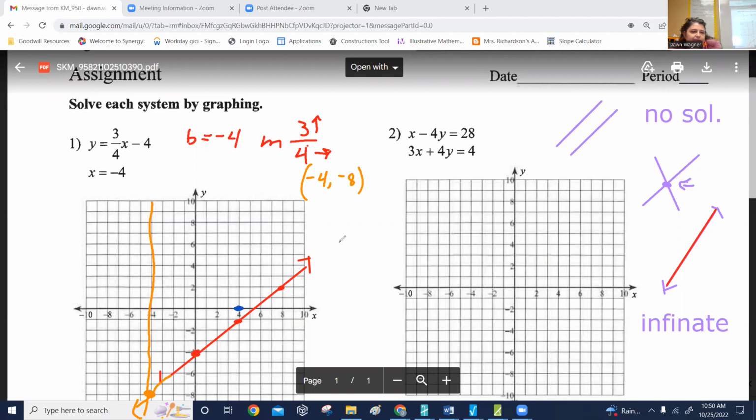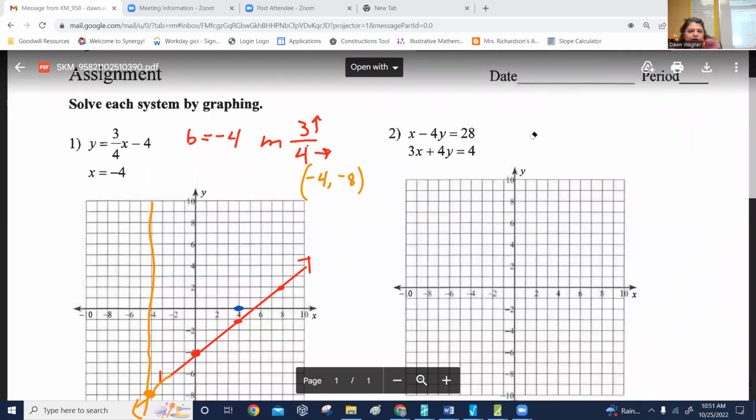Any questions on that one? Okay, number 2, both of them are in standard form. When they're in standard form, you are going to have to solve for y first to be able to graph. So I'll use this side to solve for one of them and this side to solve for the other one. So over here you have x minus 4y is equal to 28. You are going to subtract, I'm going to put a 1 in front of the x, so you're going to subtract 1x on both sides.